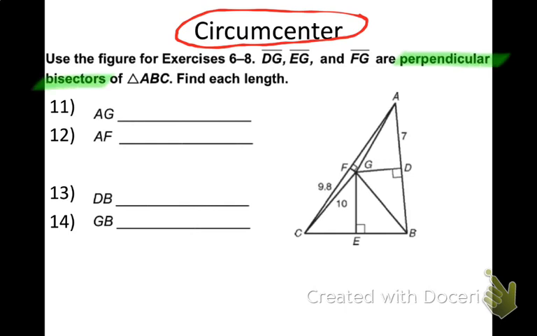All right, Noah, number 11. Want to find the distance from A to G. So I want to find this distance right there. What do you get, Noah? Nice job, sir. That is 10. Because this is 10 over here, that has to be 10. Good work.